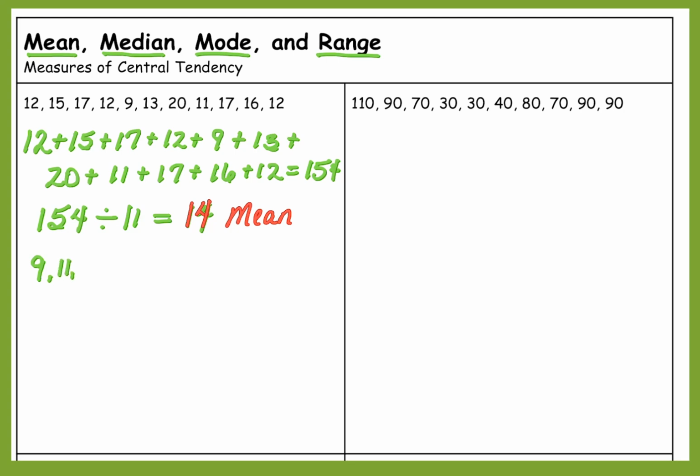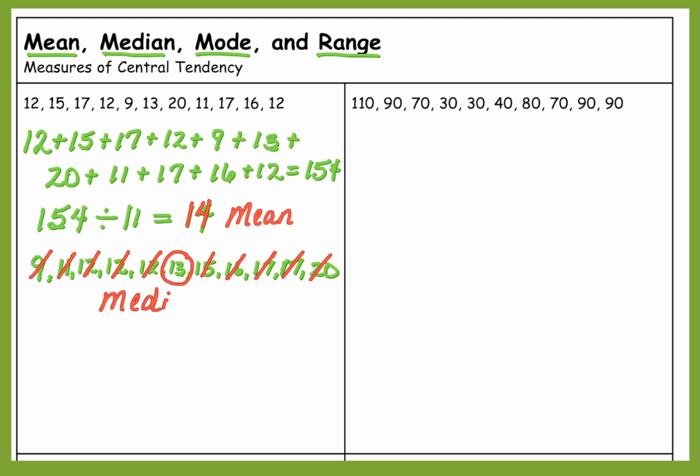So our lowest number is 9, then we have 11, then 12, then 12 again, 12 again, 13, 15, 17, 17 again, and 20. Finding the median is really simple because we're just looking for the middle number. So let's scratch out the lowest number, the highest number, and so on, and we can see that we're left with 13 in the middle. So 13 is our median number.